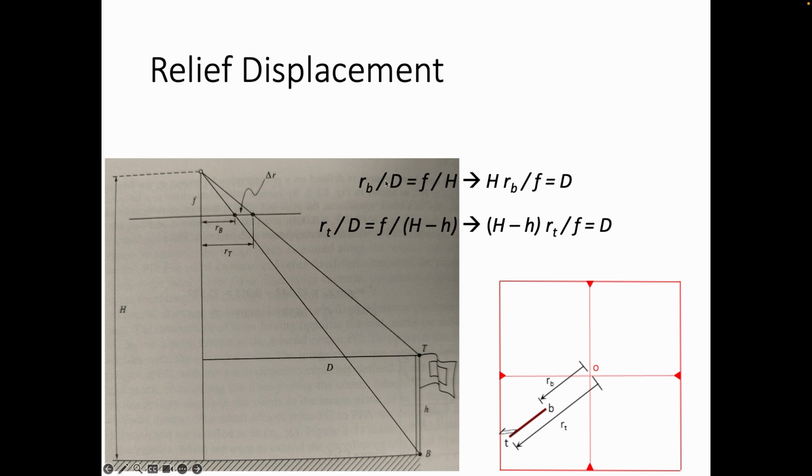Okay, so the ratio of this distance to this D distance is the same. It equals this focal height, that height divided by the total height above the datum. And so we can rearrange that expression to give us this. D now is the distance from the camera to the object, and that's given by this expression, H times RB times F. So think about this now. F comes from the camera, that's the focal length.